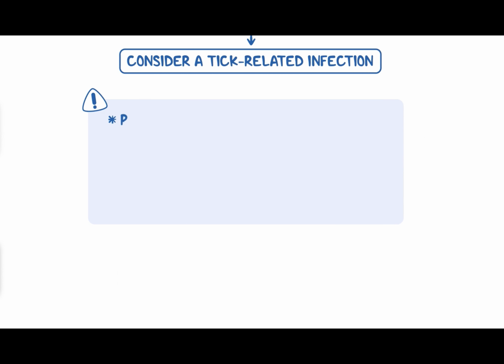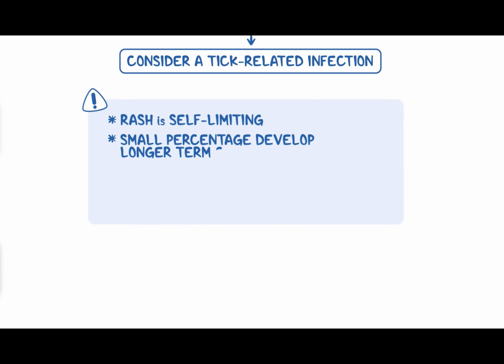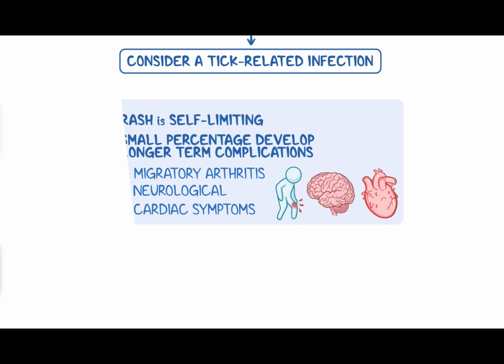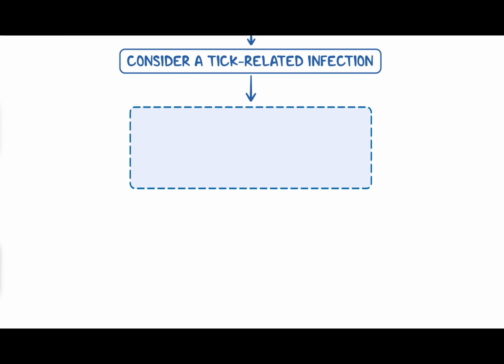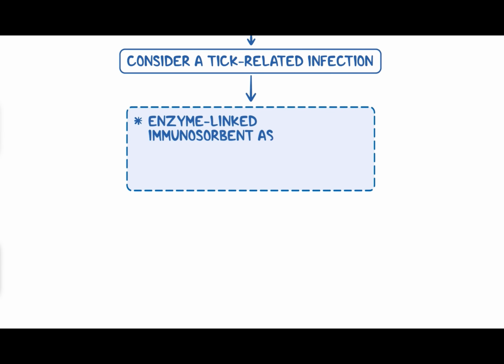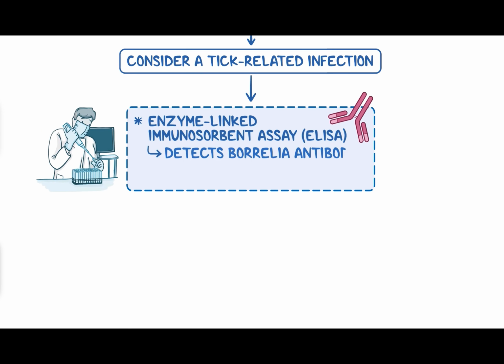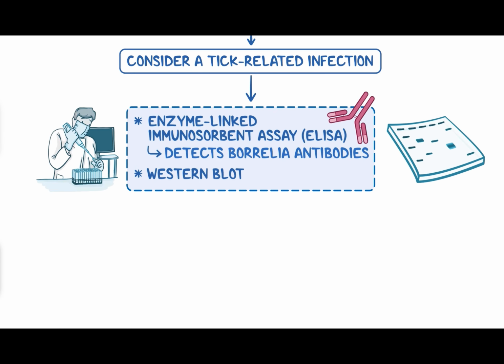Keep in mind, the rash is self-limiting, but a small percentage of patients may develop longer-term complications like migratory arthritis, neurological, and cardiac symptoms. To confirm the diagnosis, first order an enzyme-linked immunosorbent assay, also called ELISA, which detects Borrelia antibodies. You'll also need to order a Western blot for confirmation. If the immunological tests are positive for serum Borrelia antibodies, diagnose Lyme disease.